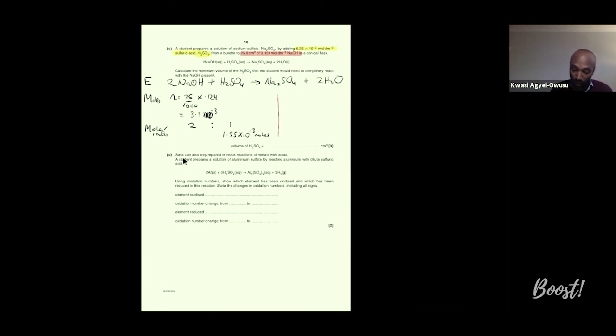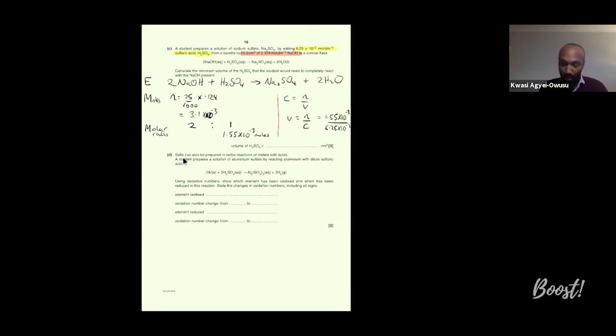Okay, so we know that concentration is equal to number of moles over volume in dm cubed. So our volume in dm cubed should be equal to the number of moles divided by the concentration. And therefore we've got 1.55 times 10 to the minus 3, and we're going to be dividing that by the concentration of sulfuric acid, which is 6.25 times 10 to the minus 2. Okay, so we're in position to get our final answer.